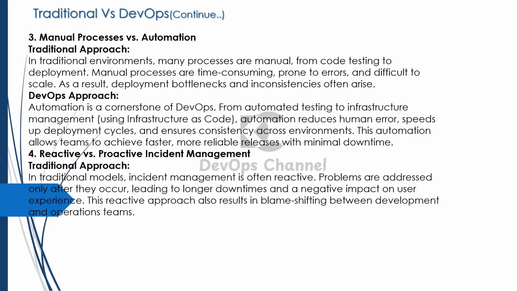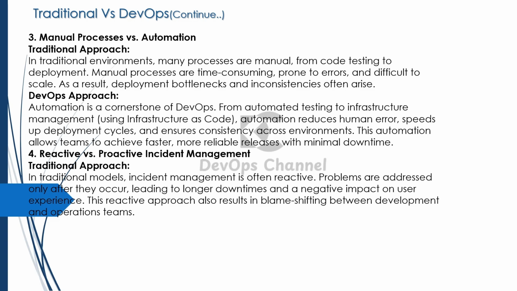Now, the fourth point is reactive versus proactive incident management. If something happens, then the traditional approach works on it. And whatever happens, the development team and operation team blame each other, saying it's not my mistake, it's your mistake. Instead of working on a solution, they just start blaming each other, which creates a negative impact on the product and delays delivery.